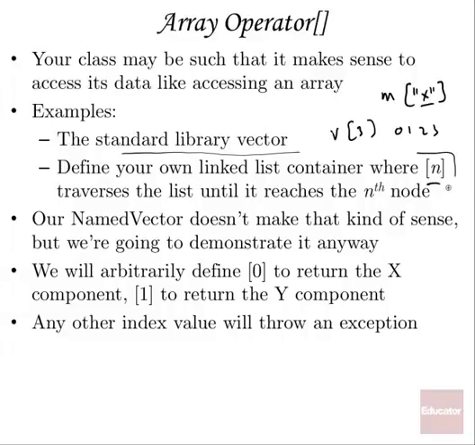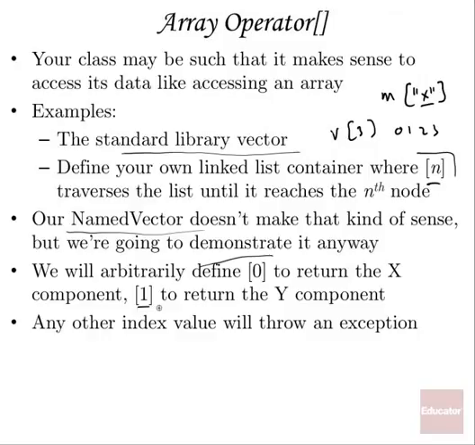Now again, it doesn't make sense for a vector. It doesn't make sense for a named vector. Actually, I just thought of a way we could make it make sense. You could say, give me the nth letter of the name. Okay, well, maybe next time we'll define something like that. But right now, we're just going to arbitrarily define 0 to return the X component, 1 to return the Y component. So it's going to return a double. And if you give it any other index, it'll just throw an exception.